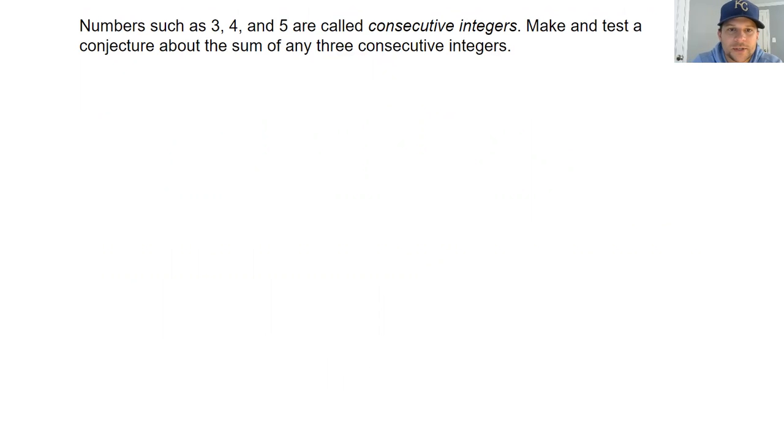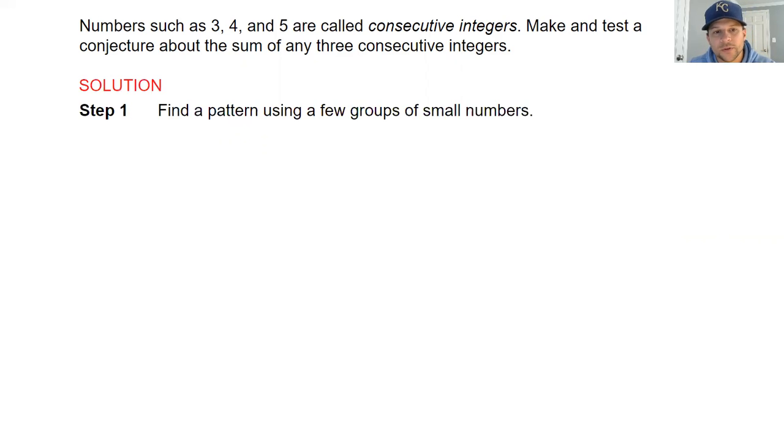Another example, numbers such as 3, 4, and 5 are called consecutive integers. Whenever something is consecutive, they are back to back, right next to each other in order. So make and test a conjecture about the sum of any 3 consecutive integers. So the solution that you would be able to figure this out is to find a pattern using just a few groups of some small numbers to make it easy on yourself.